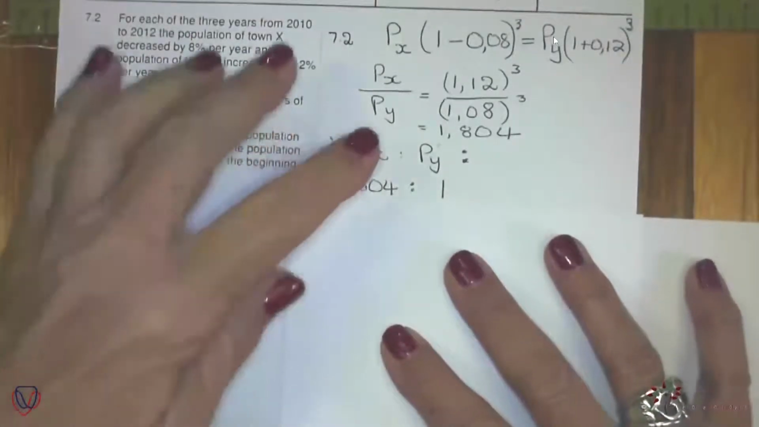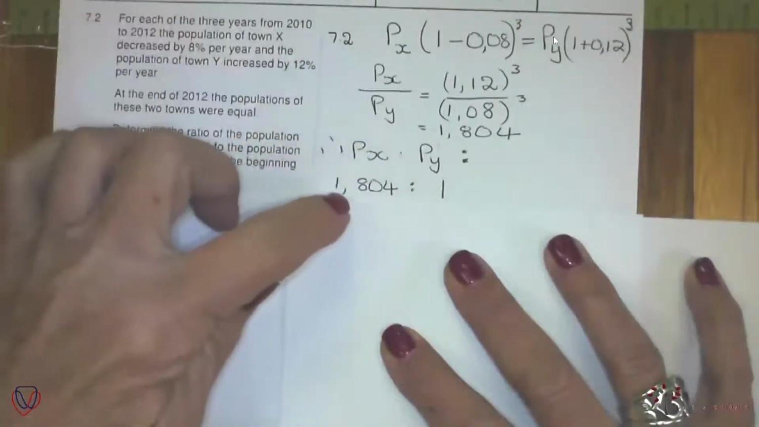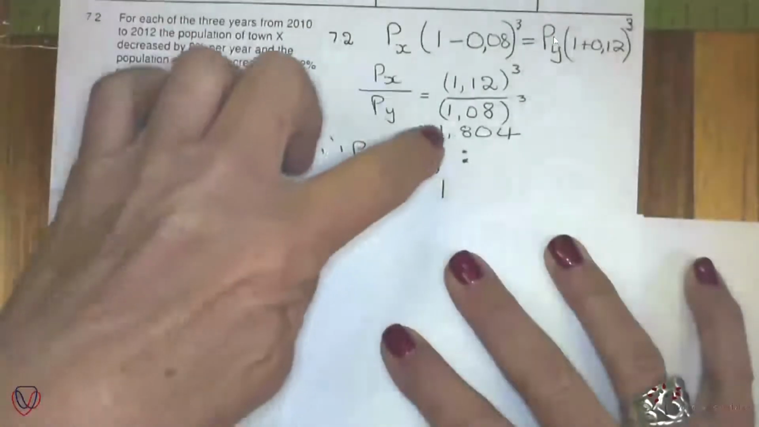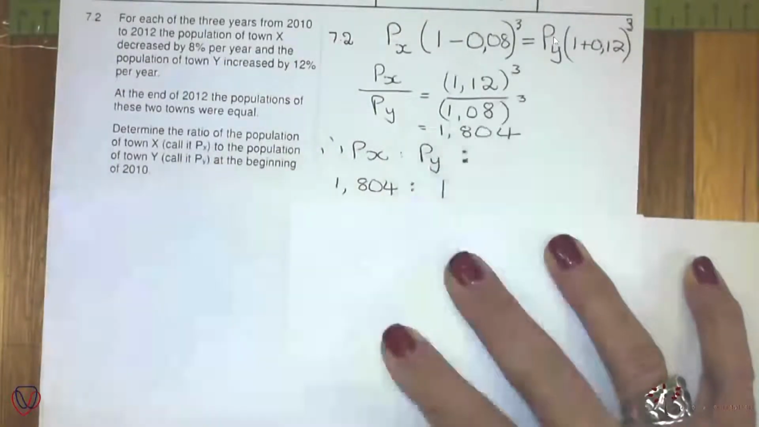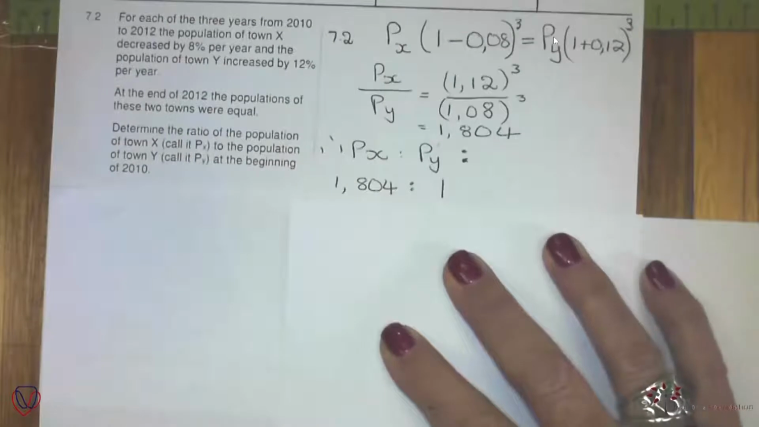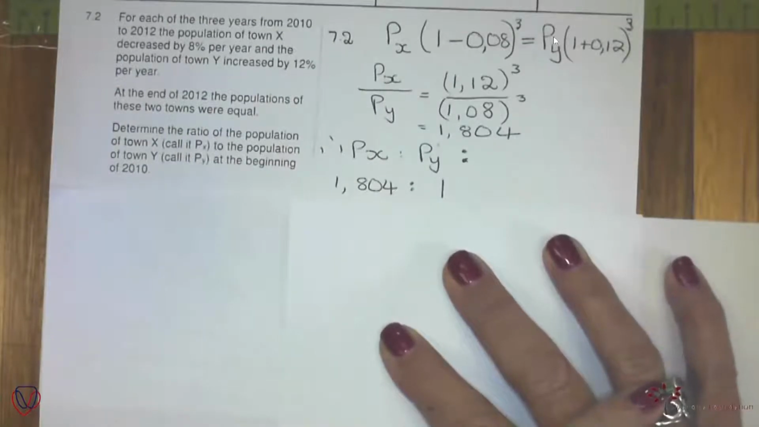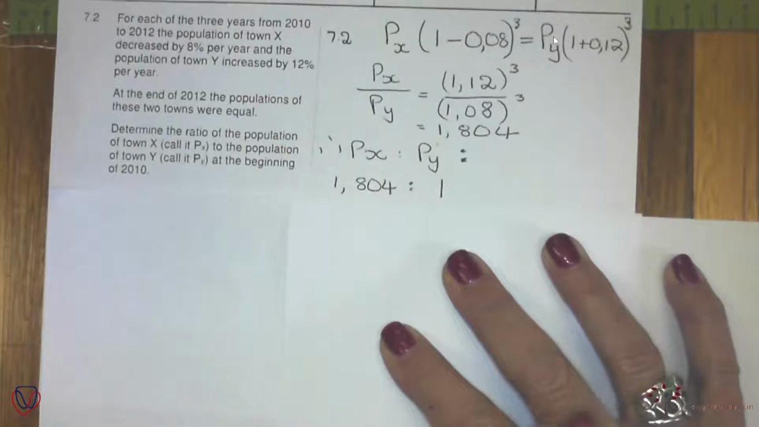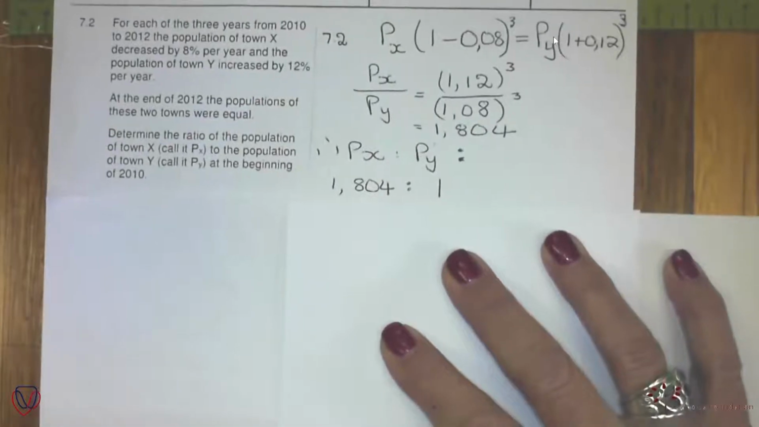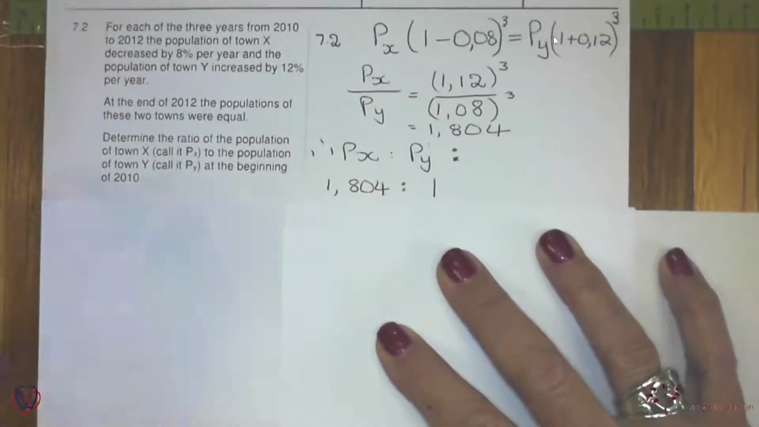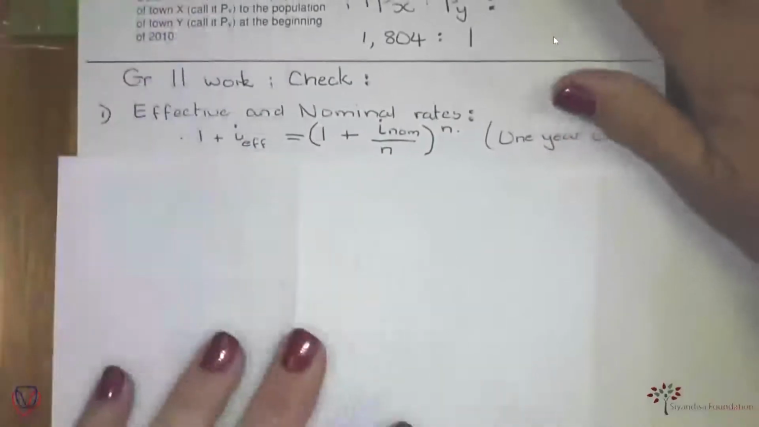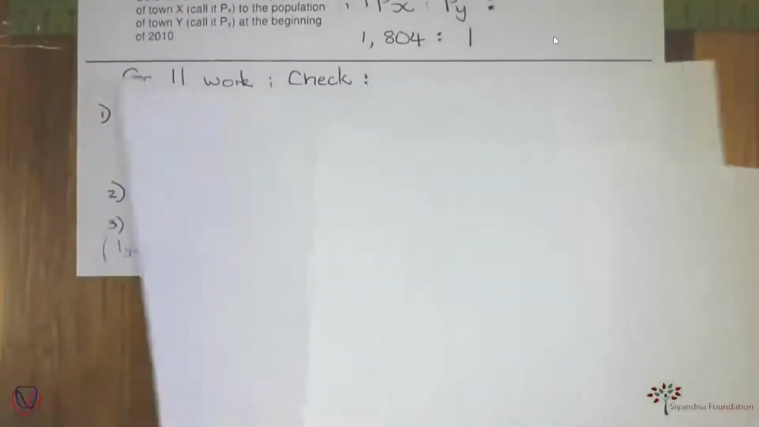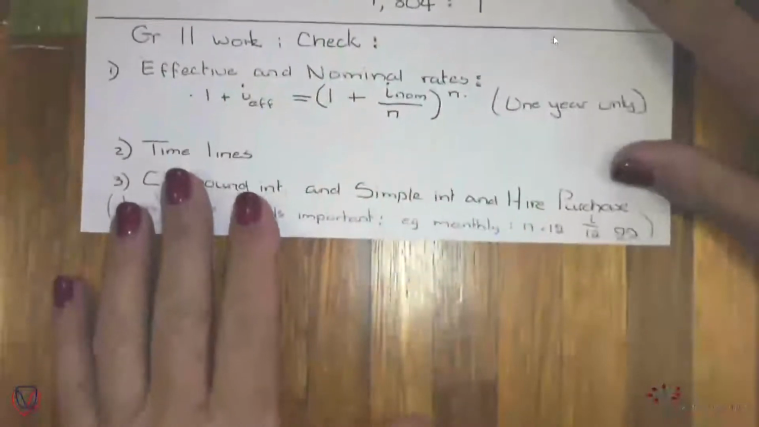Py. So Px is going to be 1,804 and Py is going to be 1. Difficult, yes. It is quite difficult to do this. But I'm sure if you look at it carefully, if you try it yourselves, you'll be able to do it. Let's go on. Let's move up, otherwise I'm going to do something wrong again. Okay, people.